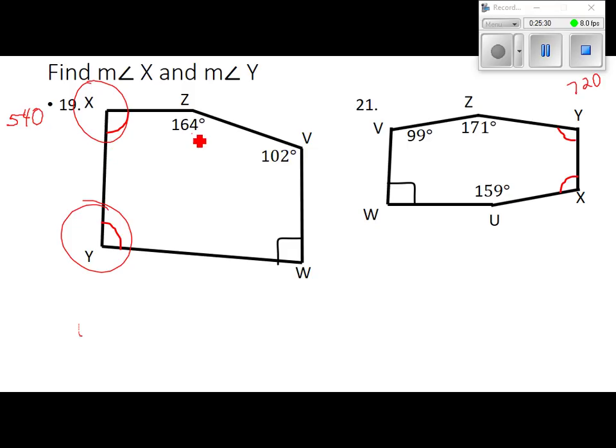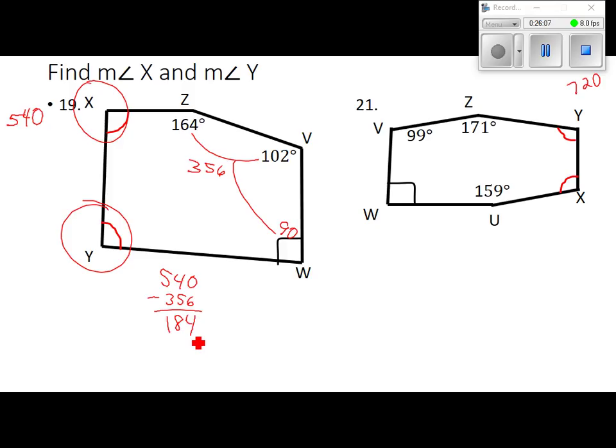164 plus 102 plus 90. We know that that one there is 90. So add all those up, what do you come up with? Some number. 356. Anybody else get that? Did you say that before, Lauren, and I just didn't hear you? So we take 540 and what do we do with it? 540 minus 356, 184.